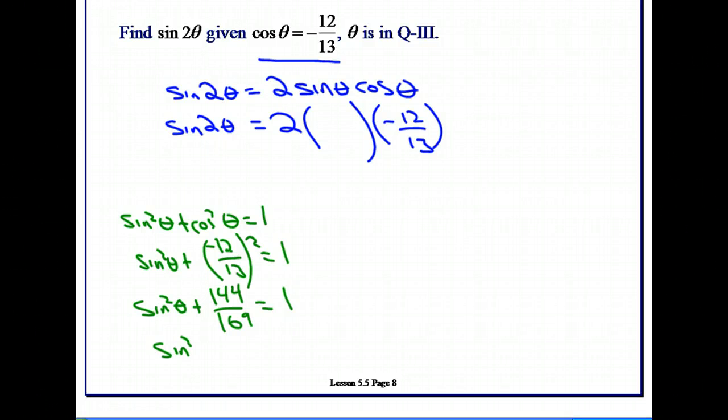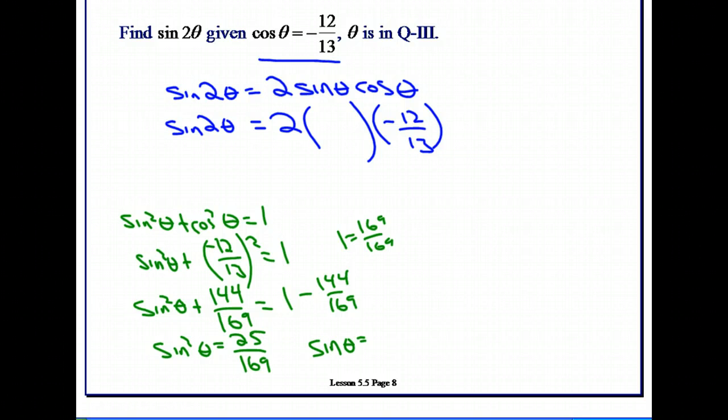I'll subtract. So 1 minus 144 over 169. You get a common denominator of 169. So 1 is really 169 over 169. 169 minus 144. How nice is that? 25 over 169. Take the square roots. The square root of 25 is 5. The square root of 169 is 13. I am in quadrant 3, so I know that's negative. So after a bit of work, I've got the sine is negative 5/13.